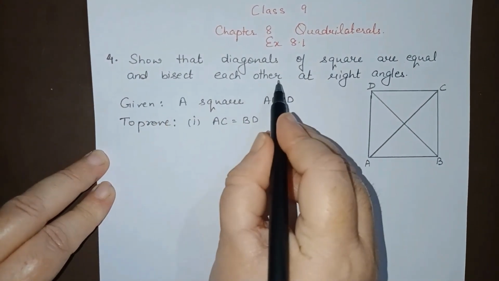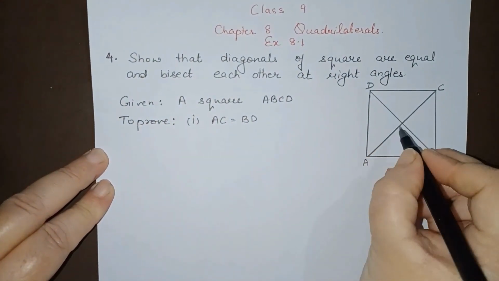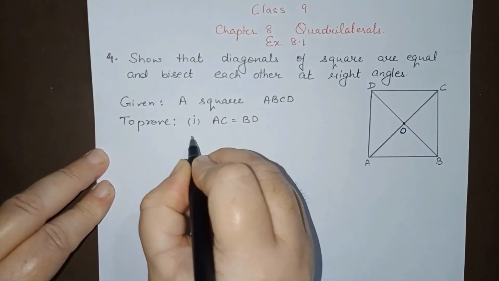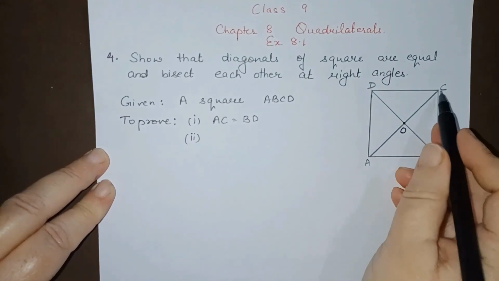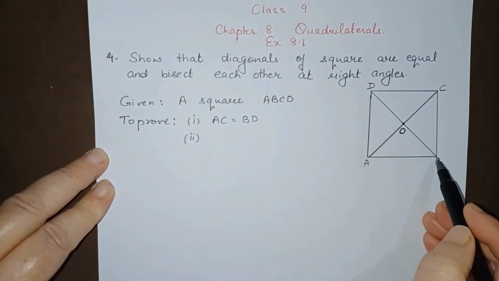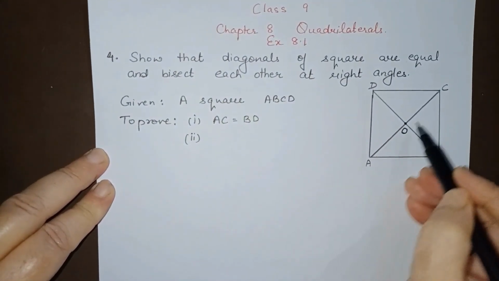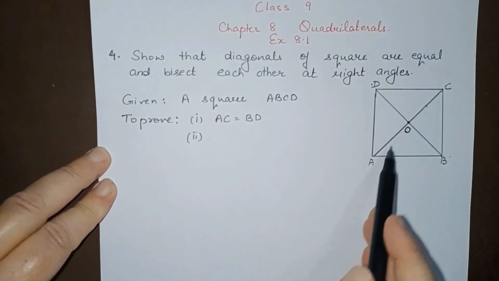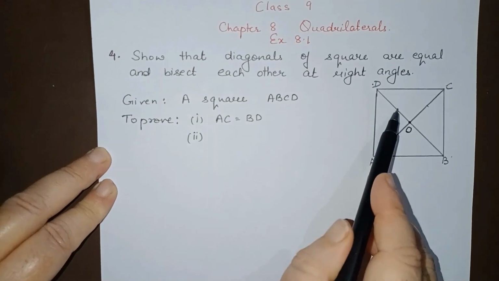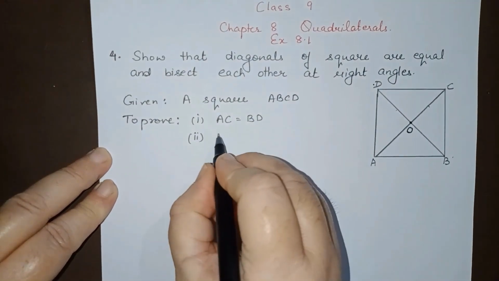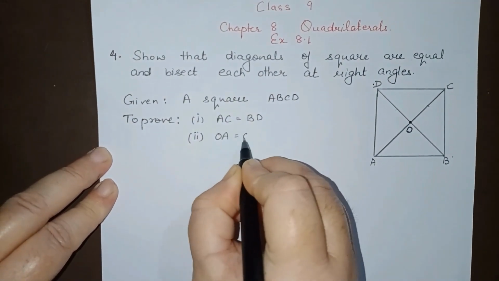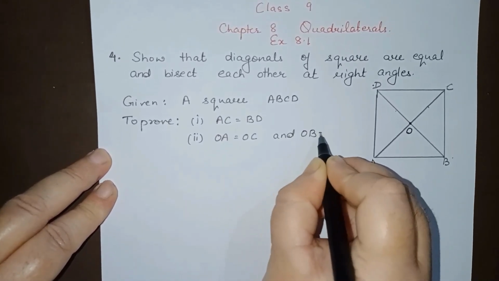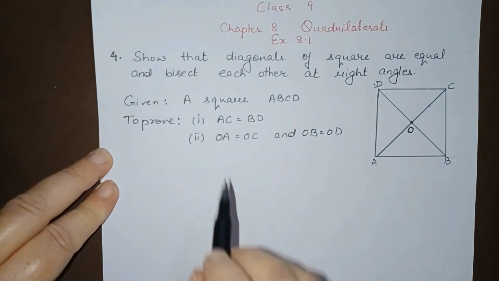And bisect each other, that is, they bisect each other if they are intersecting at O. So the second thing that we have to prove is AC is bisected by BD, that means OA is equal to OC, and BD is bisected by AC, that is OB is equal to OD. So secondly, we have to prove that OA is equal to OC and OB is equal to OD. This is the second thing.